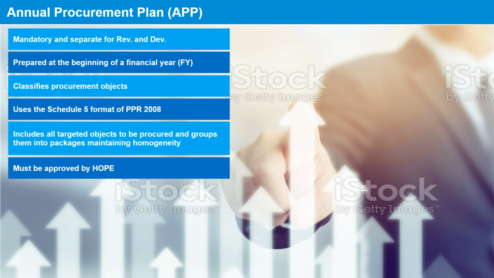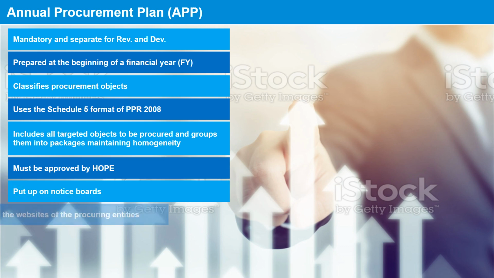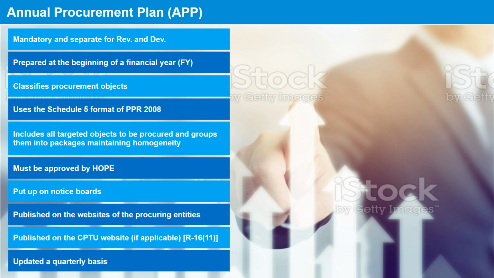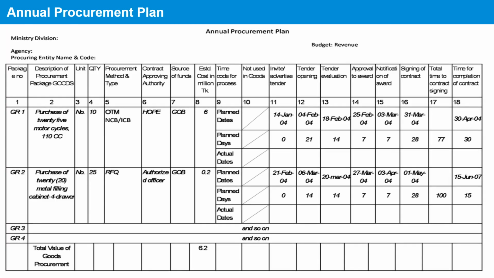Annual procurement plans are put up on notice boards and are published on the websites of the procuring entities. They are also published on the CPTU website if applicable and are updated on quarterly basis. Here you can see an example of an annual procurement plan. Pause the video here to study it.